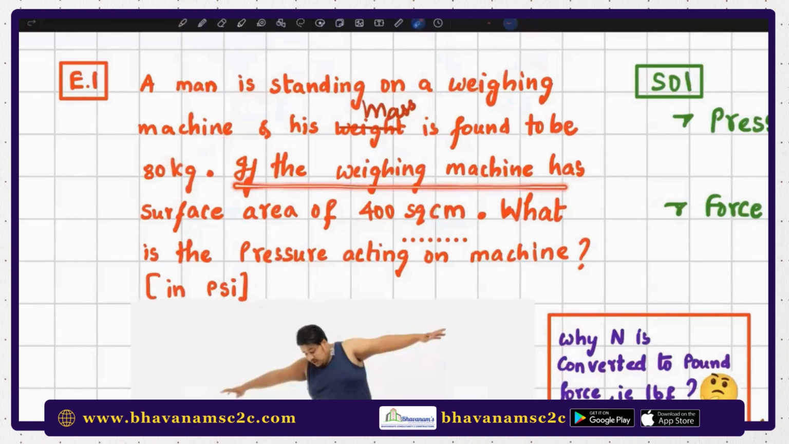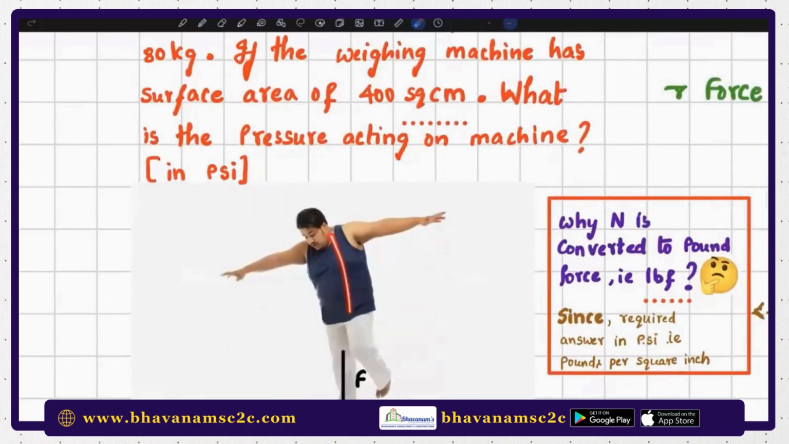If the weighing machine has a surface area of 400 square centimeter, what is the pressure acting on the machine? You can see here, they will ask us the units. He wants the pressure acting on the machine, because of this guy standing over it, in terms of PSI. So what is PSI? P means pounds, S means square, I means inches. Pounds per square inch, that is pound force per square inch to be very precise.